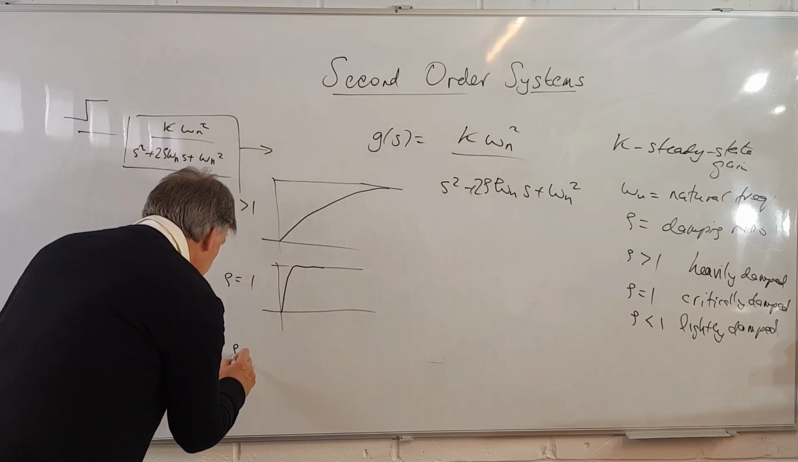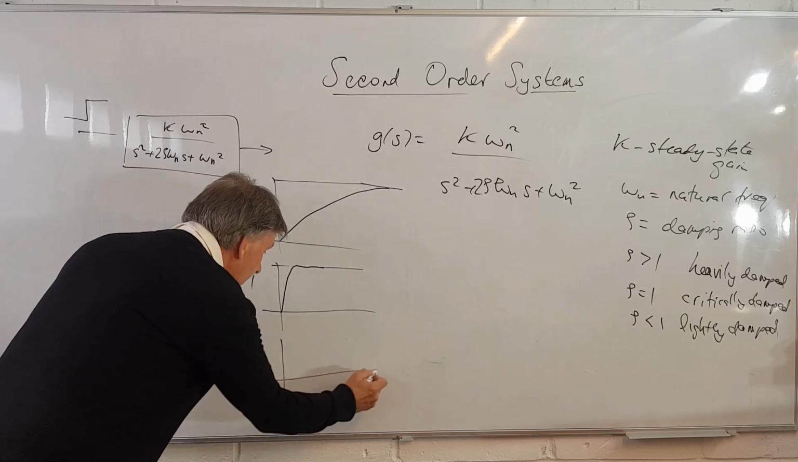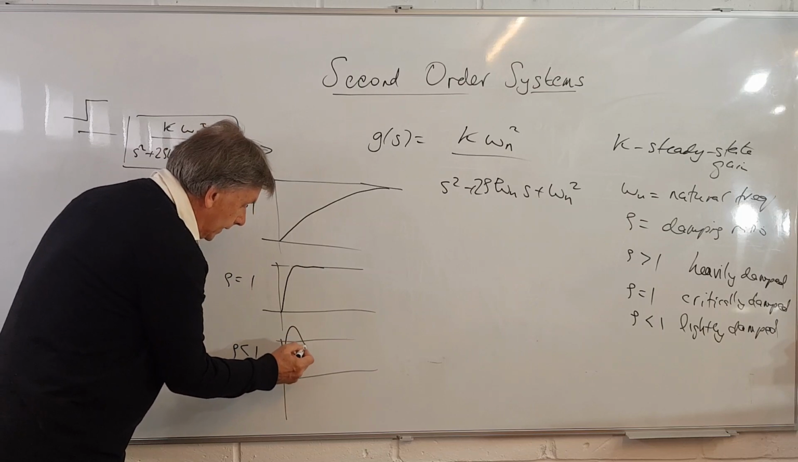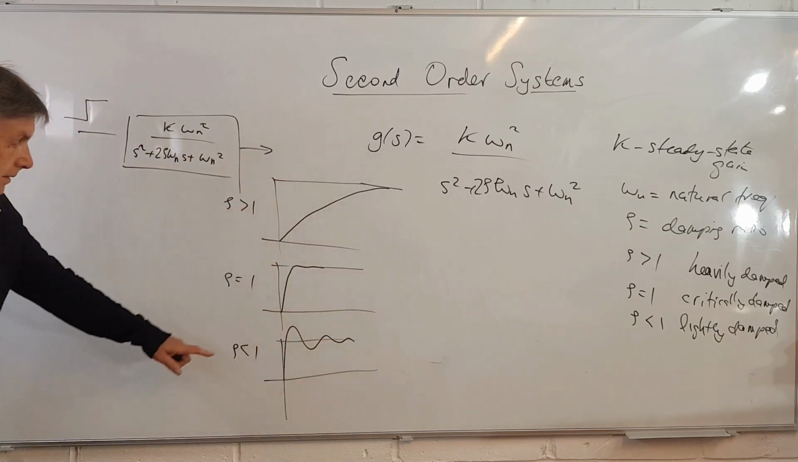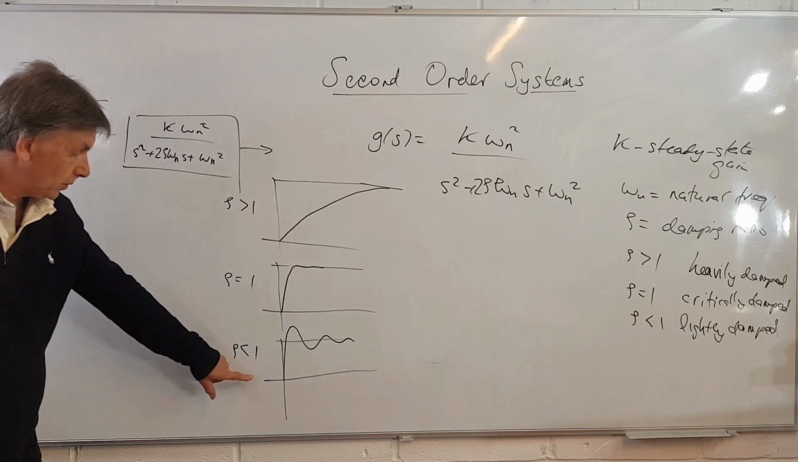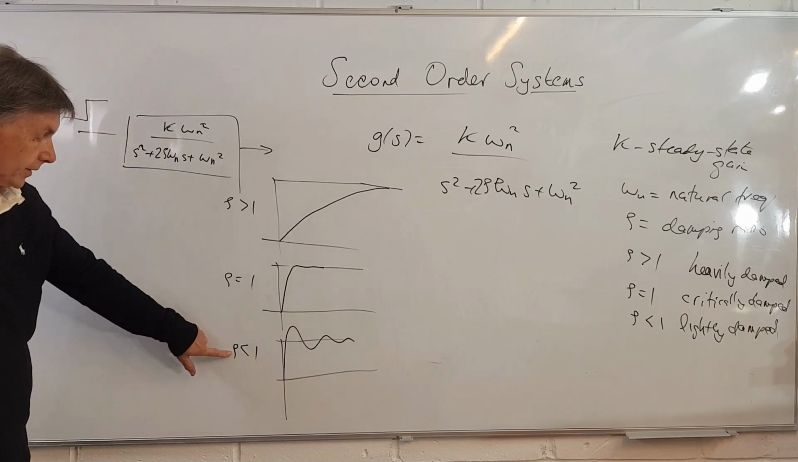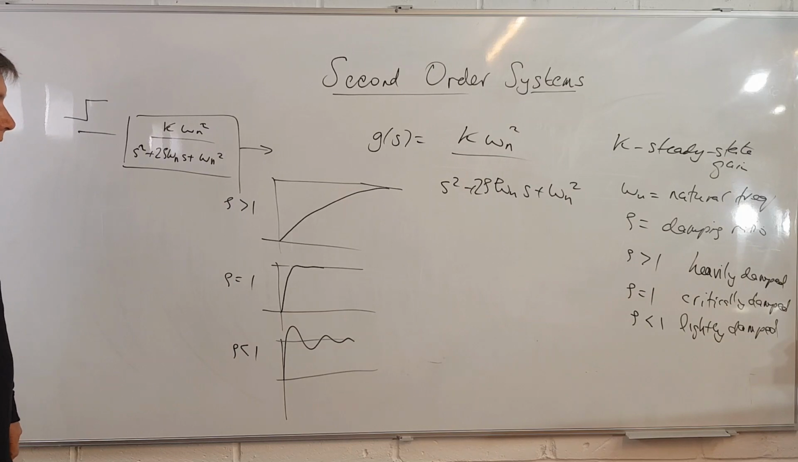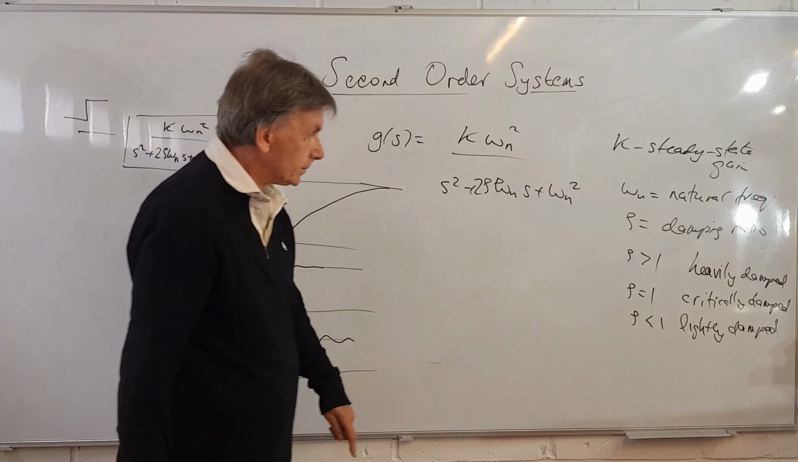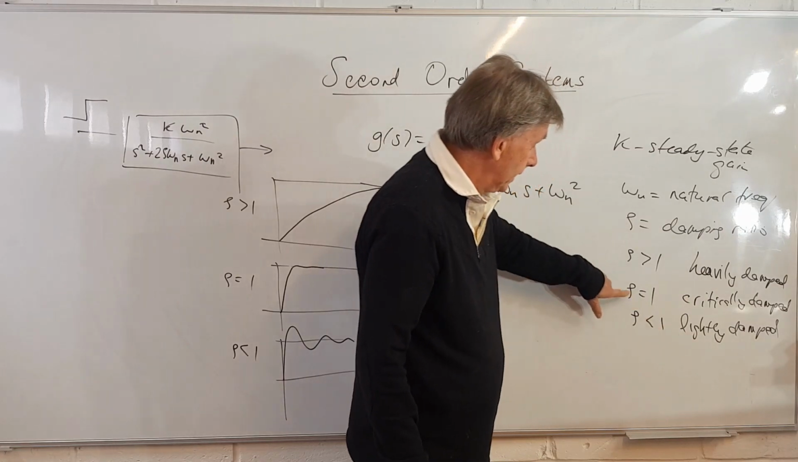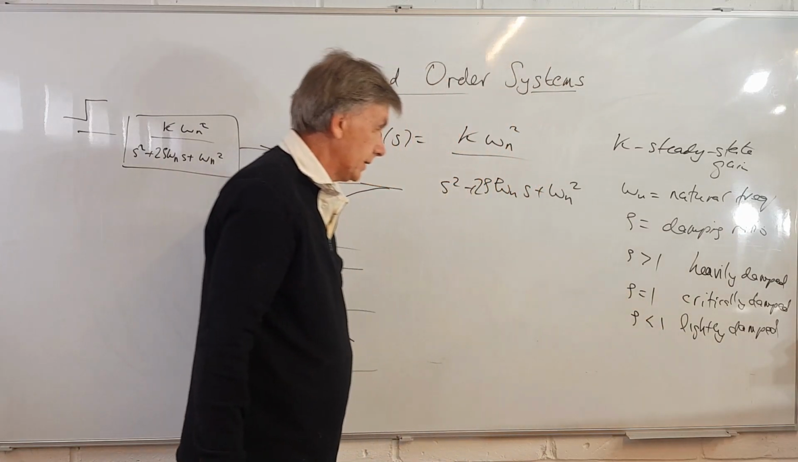And then when the damping ratio is less than 1, the transient response is faster than this one, and now exhibits an oscillatory response. The bulk of flight control systems fall into this category: damping ratio less than 1 and an oscillatory response. So what we concentrate on in second order systems is mostly the lightly damped case, and occasionally the critically damped case.